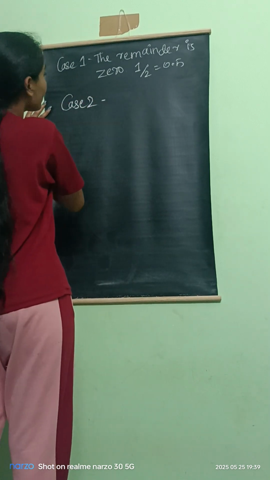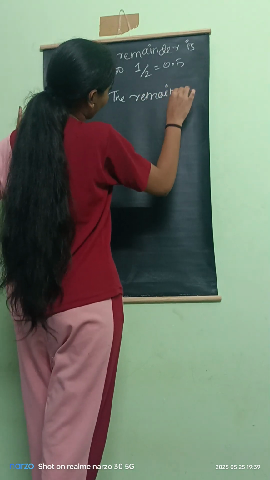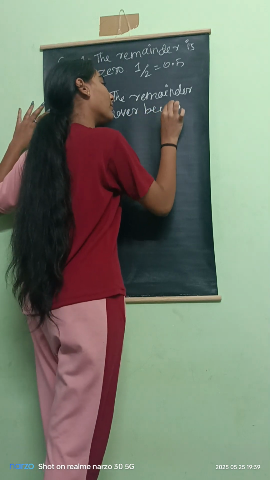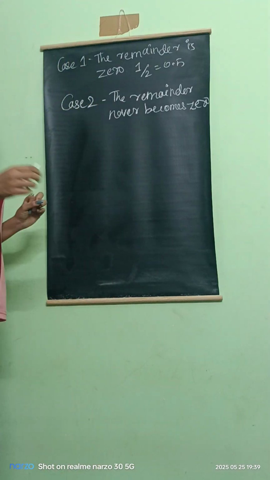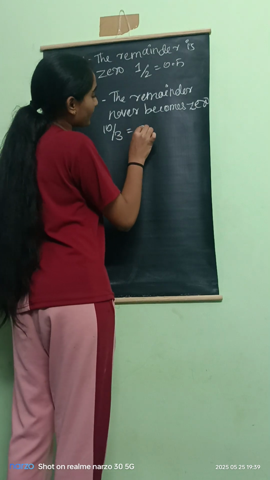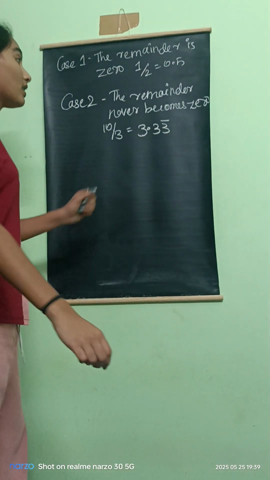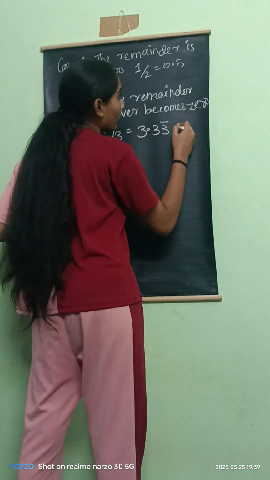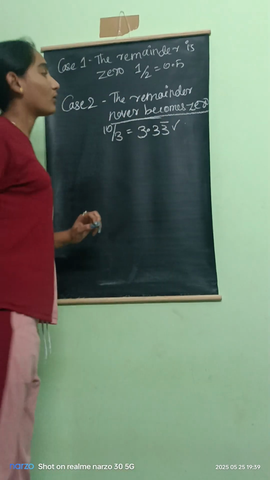The next case is the remainder never becomes 0. We have seen an example for this earlier, like 10 by 3. The answer for this is 3.33 bar, and it's repeated and recurring, so it has no end. This is the correct example of never becoming 0.